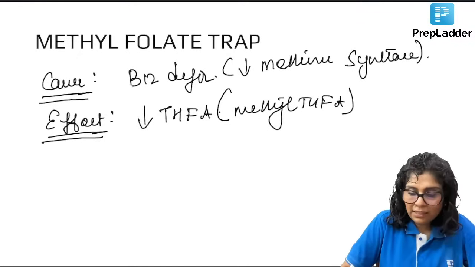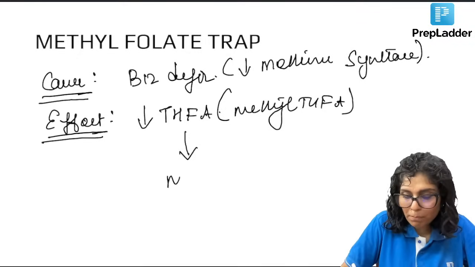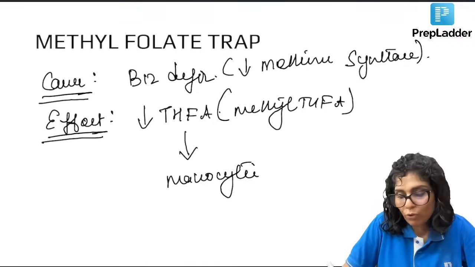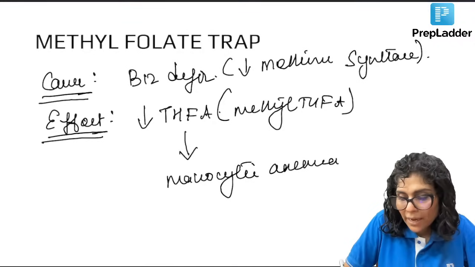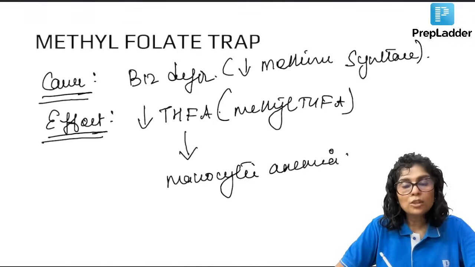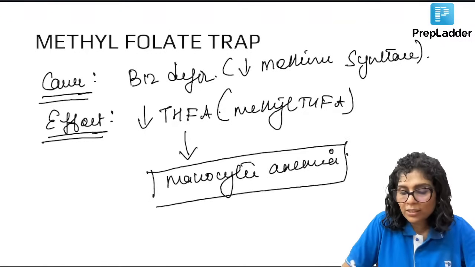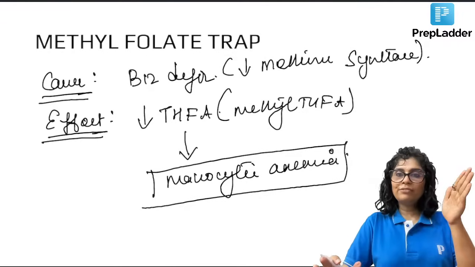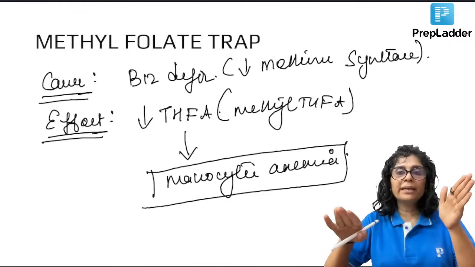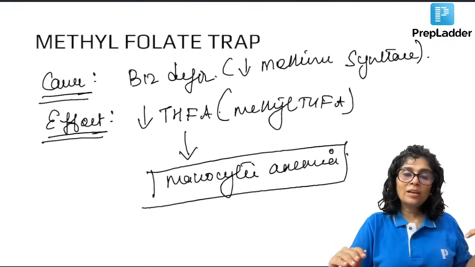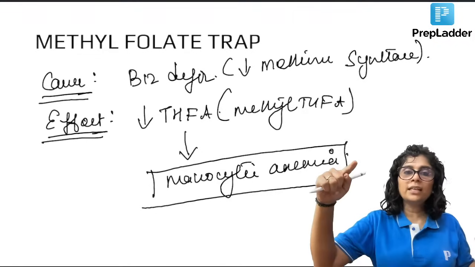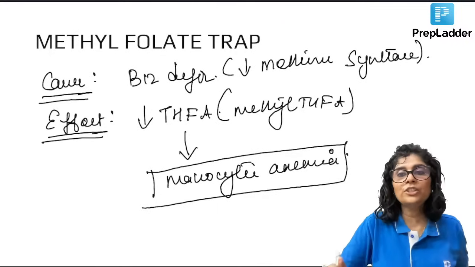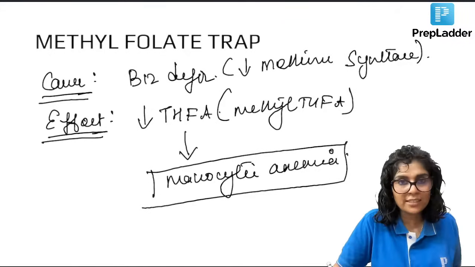And this low folate causes macrocytic anemia. We already know that, right? Folate deficiency causes macrocytic anemia. That is why B12 deficiency causes macrocytic anemia. Do you get it? Folate deficiency directly causes macrocytic anemia. B12 deficiency causes macrocytic anemia because in B12 deficiency, there is a functional deficiency of tetrahydrofolate.